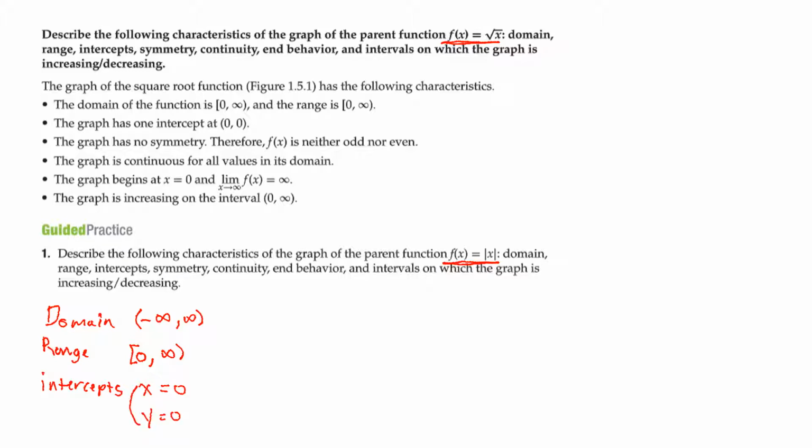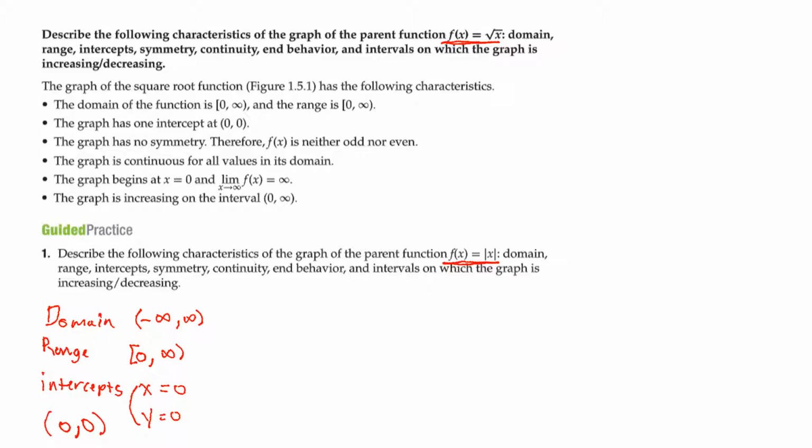Now up above you can see that they wrote them as a point, (0, 0), and that's because there was only one intercept. If you had intercepts for the x and the y, then you'd have to list them separately.